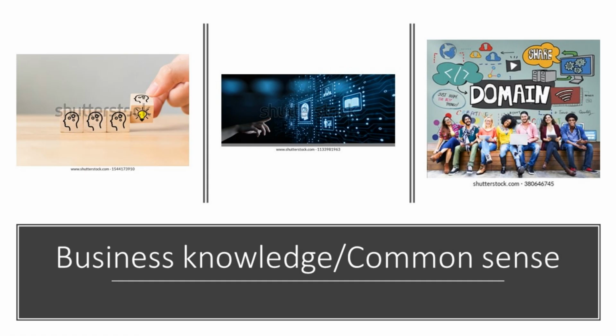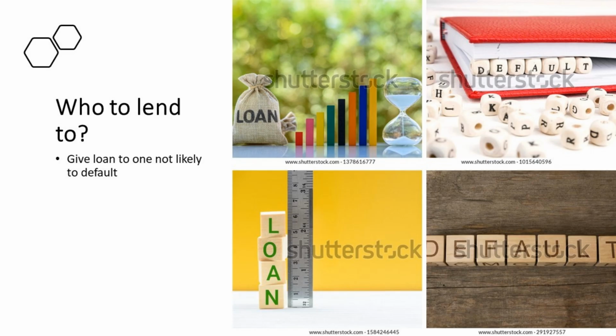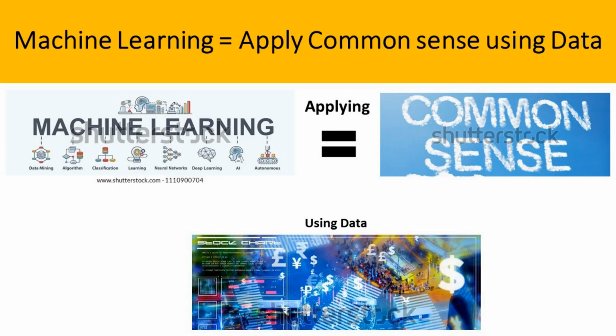Now, even if you don't use machine learning, even if you see these data points just like that, then using your business sense also, you can understand, okay, ABC has a very high income, has never defaulted, so he's not likely to default, so let me give him the loan. But XYZ has very low income and has already defaulted in the past, has too many loans on his name, so I think he's not the right candidate to be given a loan. So this is what you will do.